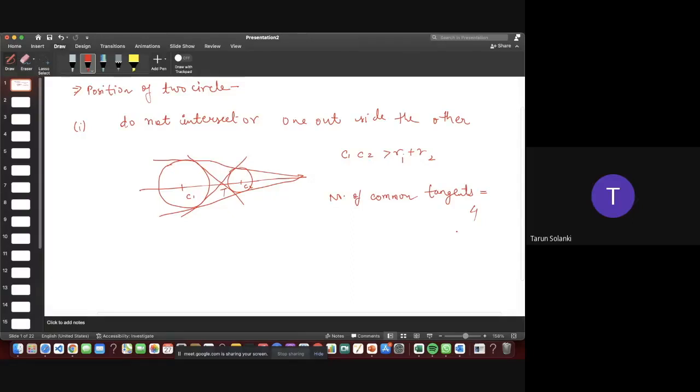So you can copy the given criteria: the position is do not intersect or one outside the other. Okay, and C1C2 is greater than R1 plus R2. And the number of common tangents we are getting is 4. So all you need to copy this first, and we'll go to the second part, which is C1C2 is less than modulus of R1 minus R2.